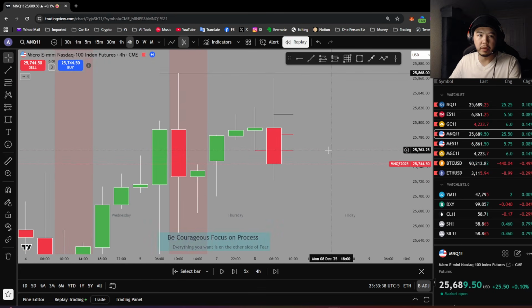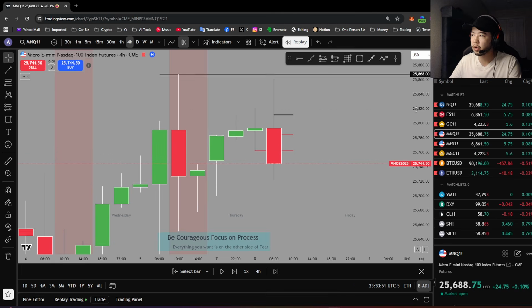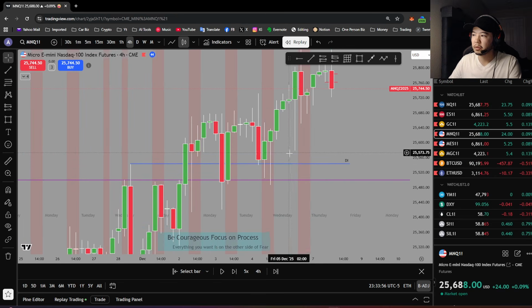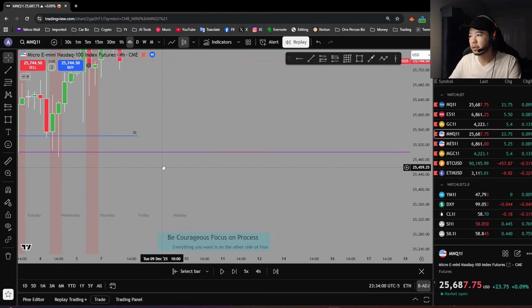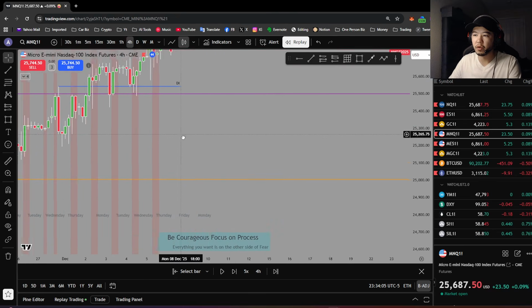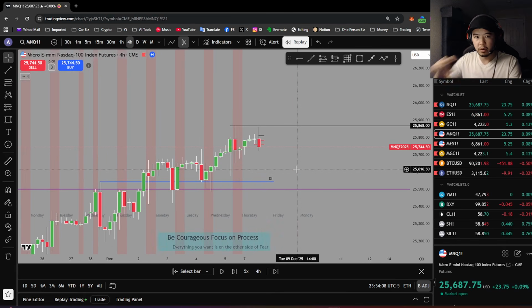So that's like one thing you can do. I saw a lot of comments that they were confused on the bias or where to mark. So sometimes if the hourly is not clear, you can go to 4 hour or the daily to mark your chart. If you can see, I have this blue line here that I put DI, that's for daily indication when we broke above it. The purple line is for weekly, and I have one orange one for the monthly. So I kind of know where the price is going to break, retrace, and then continue.